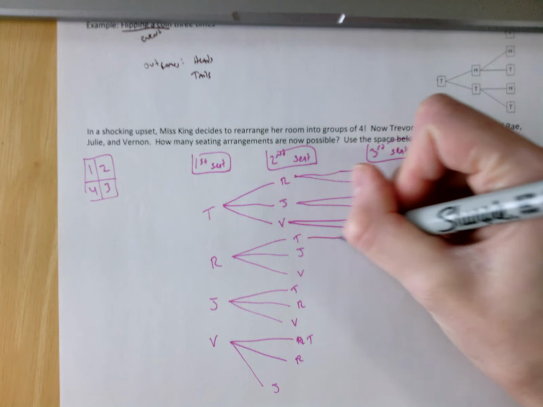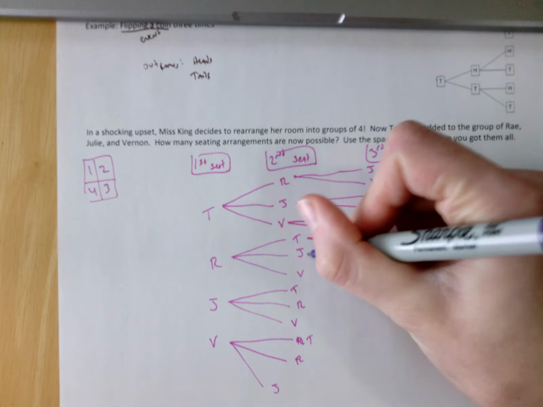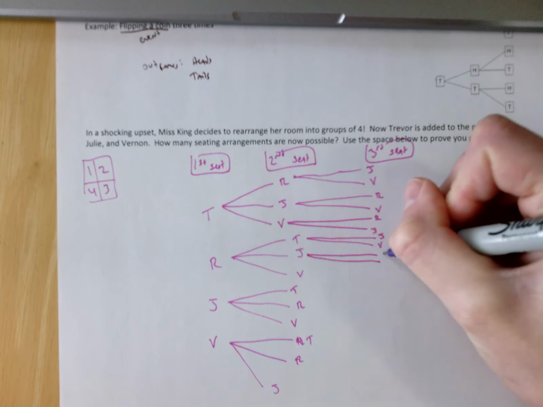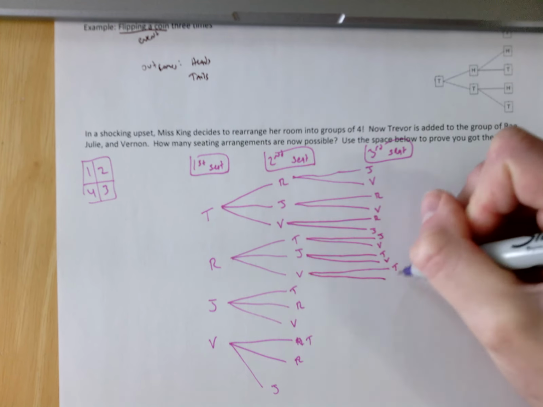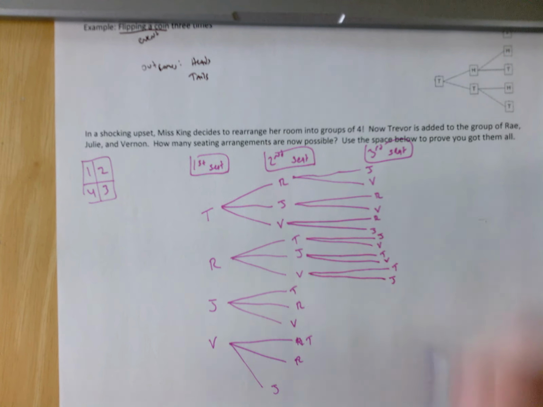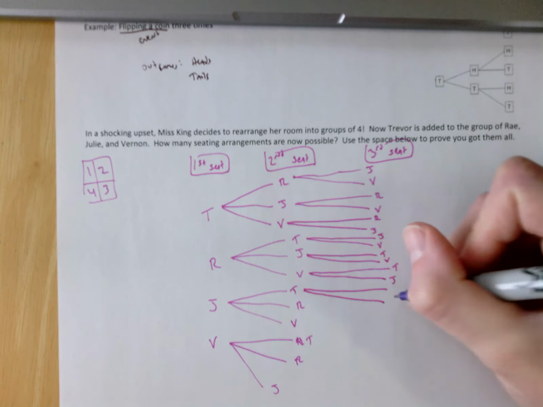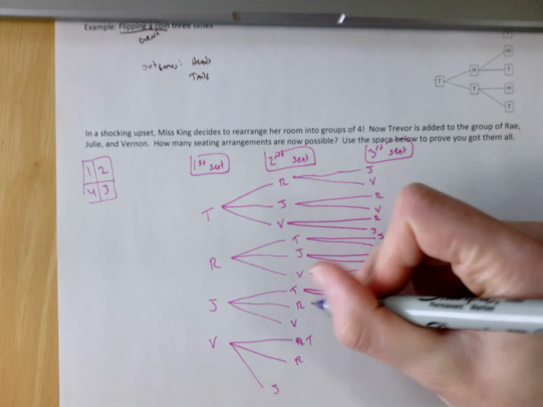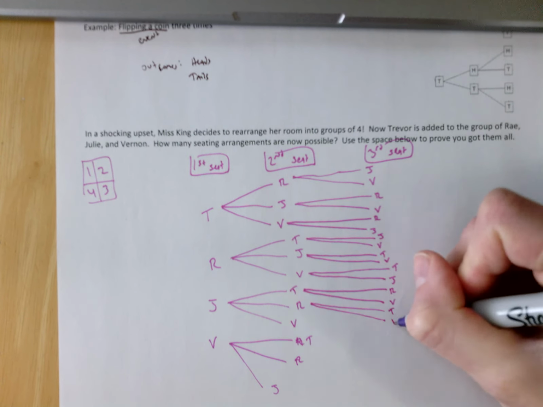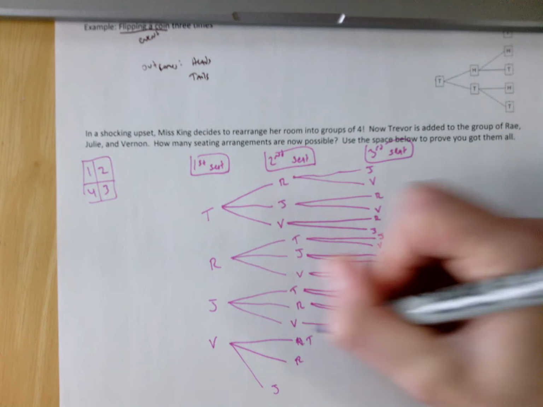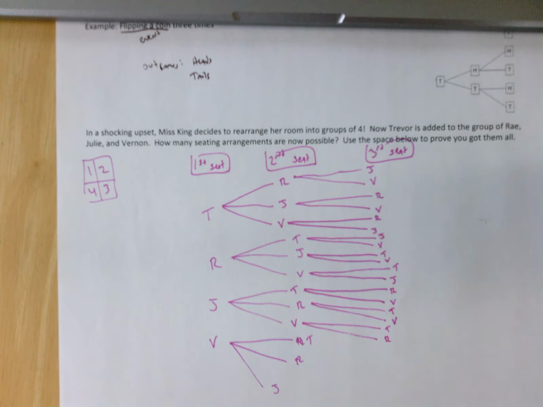So from here, if it's Ray and then Trevor, it's going to have to be either Julie or Vernon. If it's Ray and then Julie, it's going to have to be either Trevor or Vernon. If it's Ray and then Vernon, it's going to have to be Trevor or Julie. Oof, all right, we're getting there. If it's Julie and then Trevor, it's going to have to be Ray or Vernon. Right? If it's Julie and then Ray, it's going to have to be Trevor or Vernon. Okay, if it's Julie and then Vernon, the last one will have to be either Trevor or Ray.